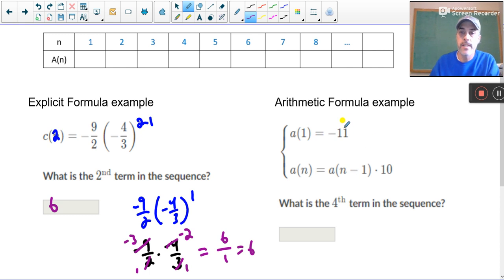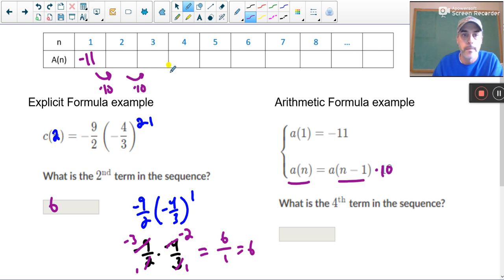Okay, for the recursive sequence, I'm going to begin with a of 1 equals negative 11. So I'll put my negative 11 right there. The new term is always the previous term times 10. So that's telling me that I'm going to be multiplying by 10 over and over again. And the question says, what is the fourth term? So I know I can stop when I get to here.